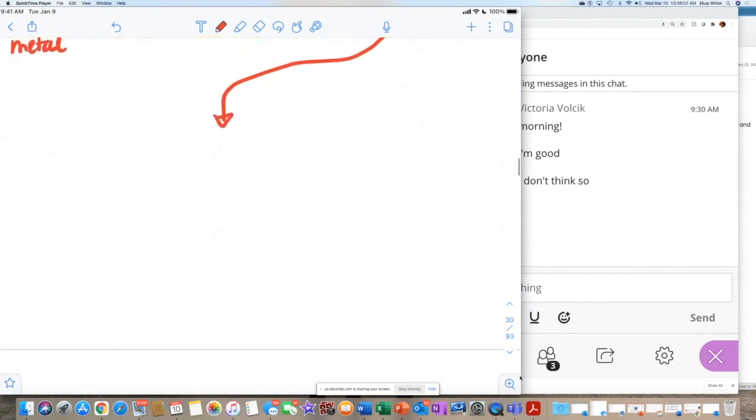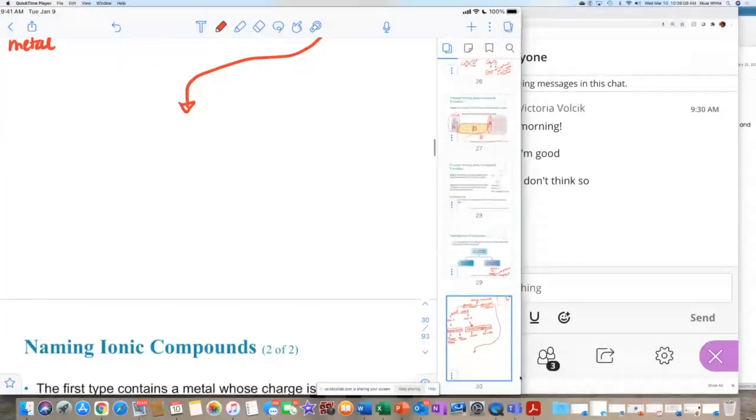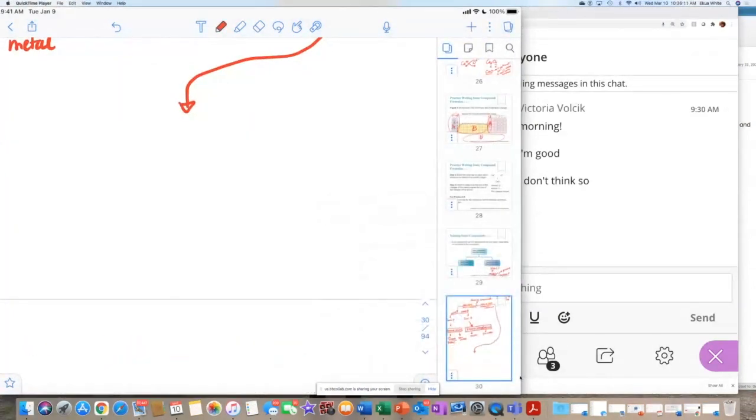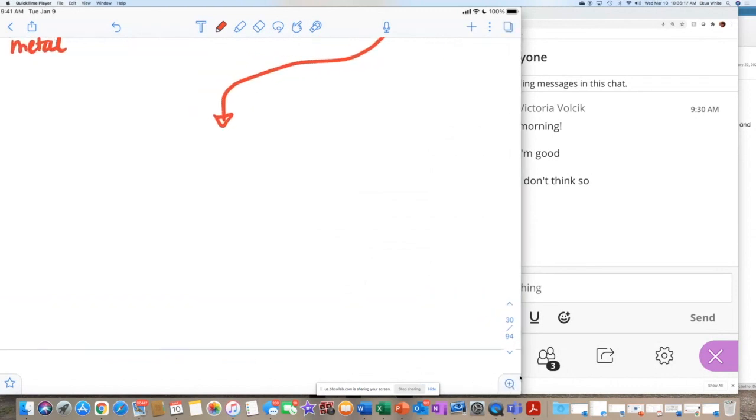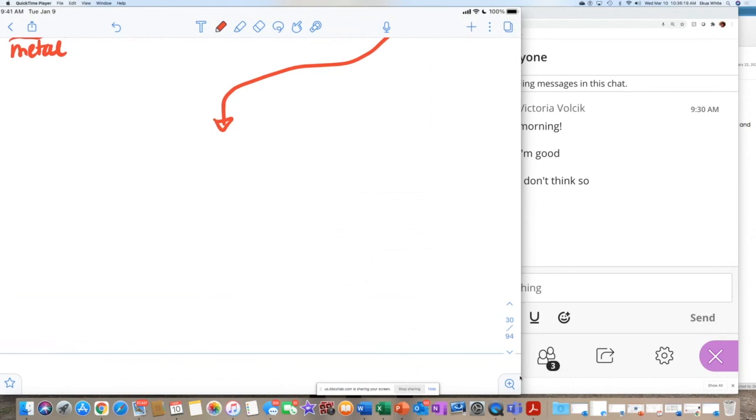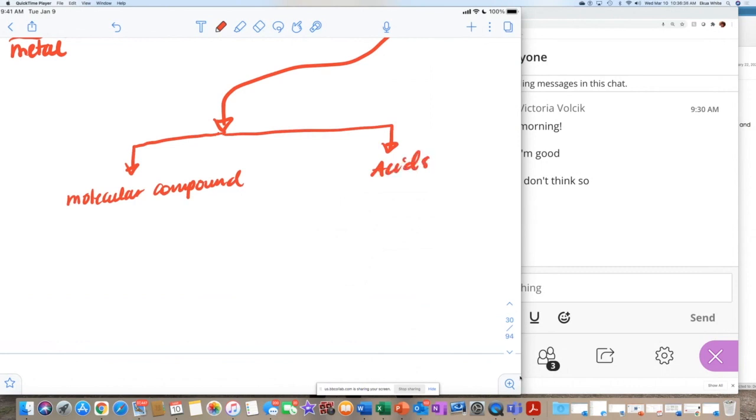Okay. Ionic B, generally we have non-metal. That should be pretty simple, right? But in ionic B, we have two general forms. Okay, we have the regular molecular compound, and then we have the molecular compounds that actually form acids.